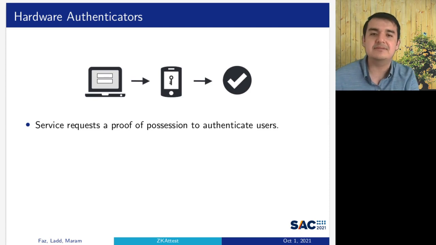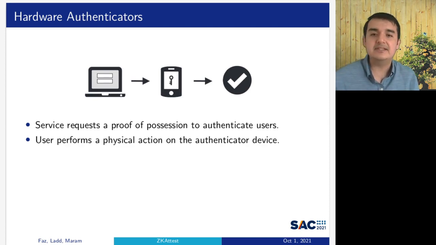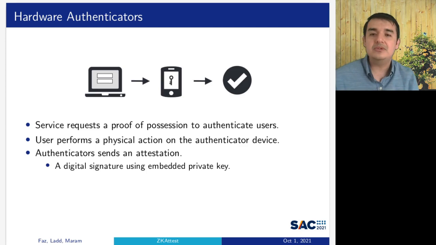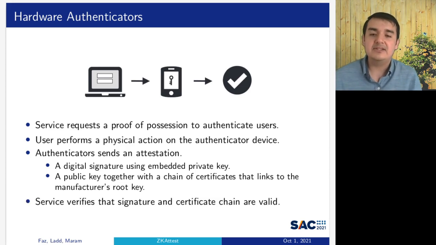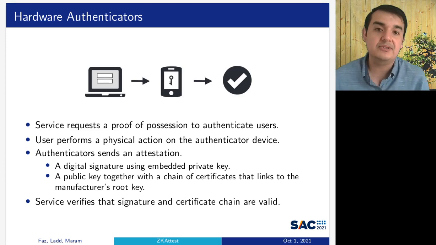In some authentication systems, a service requires the user to give some proof of possession of a hardware authenticator. The user uses his device and performs a physical action or gesture, for example, touching the screen or pressing a button. With this action, the authenticator sends an attestation, which usually is a digital signature using the private key that is embedded. It also sends a public key for verification of this signature, together with a chain of certificates that links to the device manufacturer. Thus, the service can verify that the signature validates and the certificate chain corresponds to the trusted manufacturer.